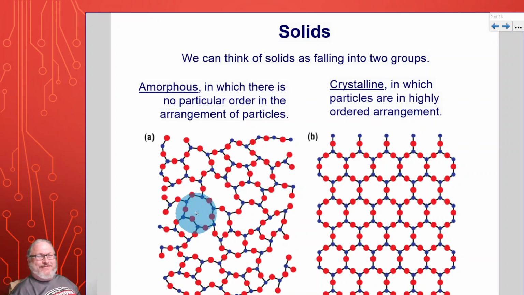Notice there's no rhyme or reason, no particular order on how these particles are arranged, right? The other one is what we call a crystalline solid. Now, crystalline solids have a very orderly arrangement. You see, these are nice little hexagons, and if you added more, they would be like this.